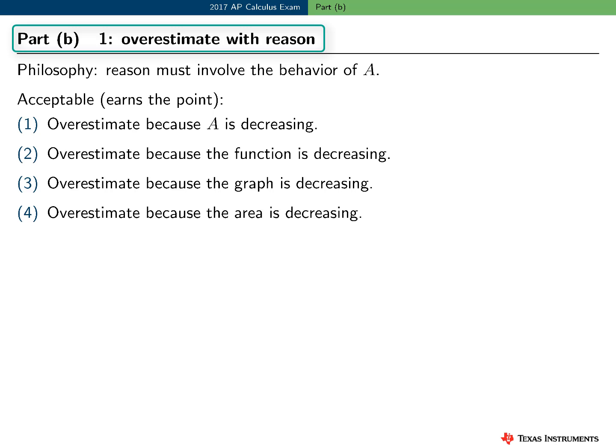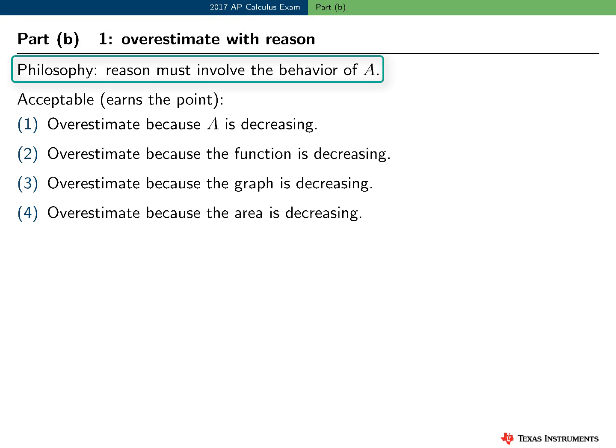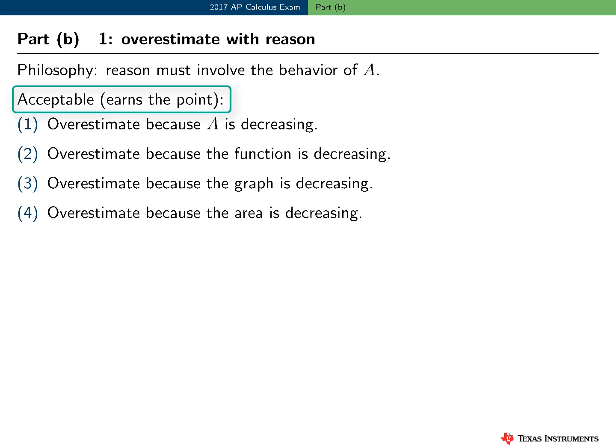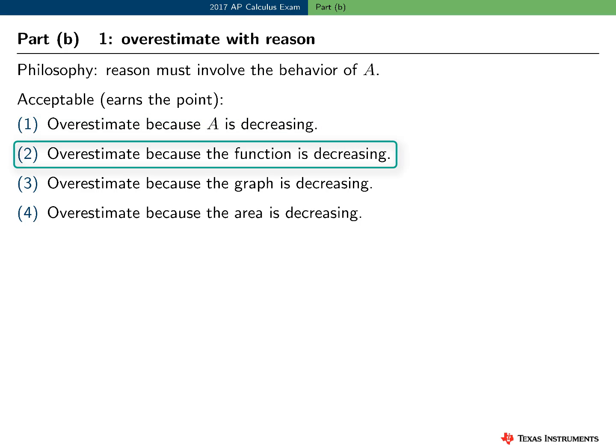Part B was worth 1 point for correctly stating that the approximation in Part A is an overestimate with an appropriate reason. And the reason presented must involve the behavior of the function A. Here are some acceptable reasons. The approximation is an overestimate because A is decreasing. Or the approximation is an overestimate because the function is decreasing.